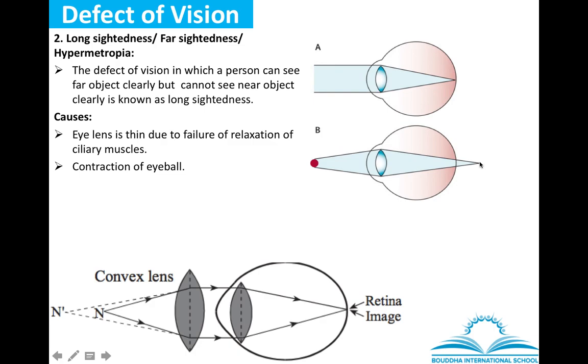Here, to correct this defect of vision, the focus must be shifted forward onto the retina, and that is possible when the rays of light are converged. And converging is possible only with a convex lens. That's why it can be corrected by using a convex lens of proper focal length. So you can see the correction diagram. The convex lens is used with proper focal length to correct this defect of vision.